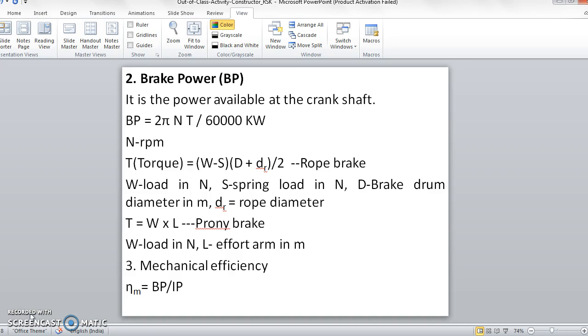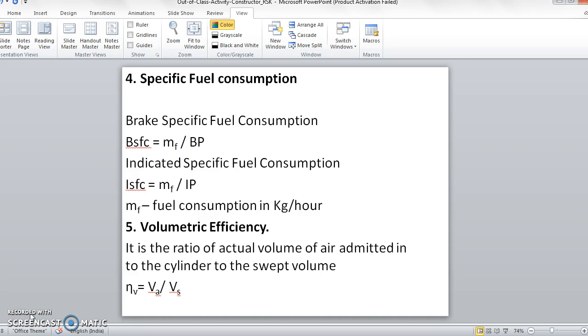Third parameter is the mechanical efficiency. It is the ratio of brake power to indicated power. The next parameter we study is the specific fuel consumption. We have two types of specific fuel consumptions. One is based on the brake power, the other one is based on the indicated power.